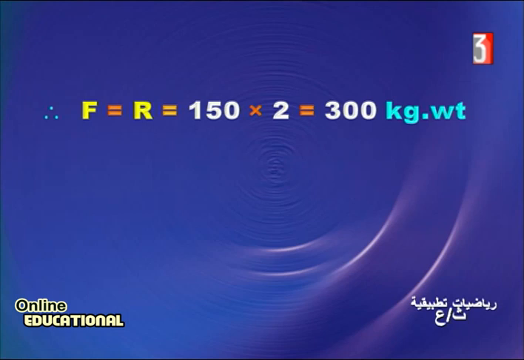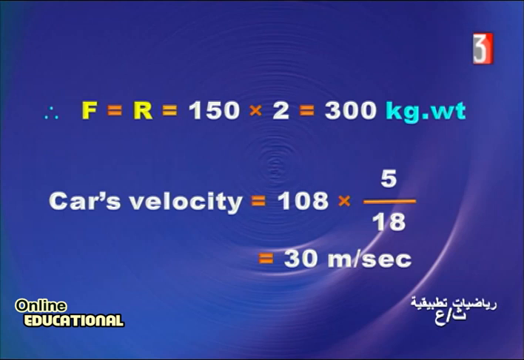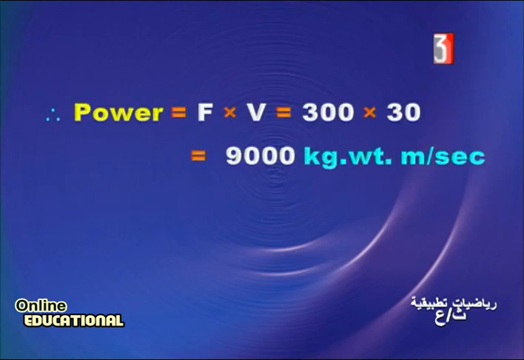What is the velocity of the car? It's a uniform velocity of magnitude 108 kilometer per hour. 108 times 5 over 18 equals 30 meter per second. Now we have F in kilogram weight and V in meter per second unit. Then the power equals F times V. F equals 300 kilogram weight multiply 30 meter per second. Then the power equals 9,000 kilogram weight times meter per second.